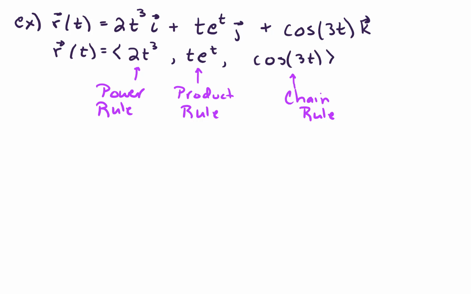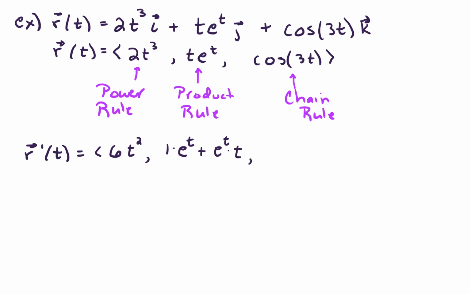So let's proceed with our derivative. r prime of t, derivative of the first component is going to be 6t squared, and again that's with our power rule. Second component, we need to do the derivative of the first, which is 1 times e to the t. So derivative of the first times the regular second, plus the derivative of the second factor, which is e to the t, times the regular first.